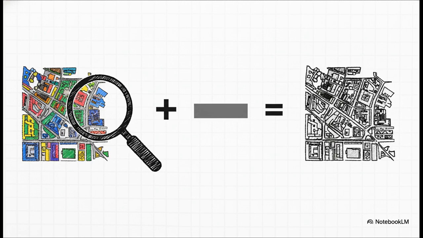Now what do you lose? Well, you lose all the color. But what you gain is incredible detail. It's absolutely perfect for when you need to see the crisp, sharp edges of things like buildings or roads.